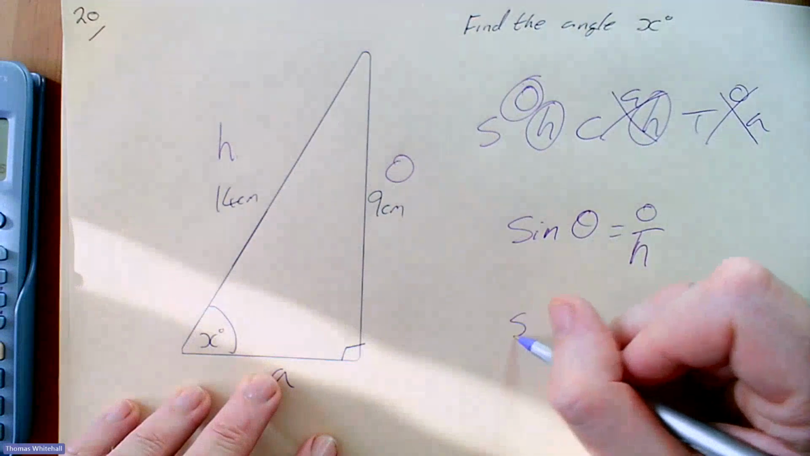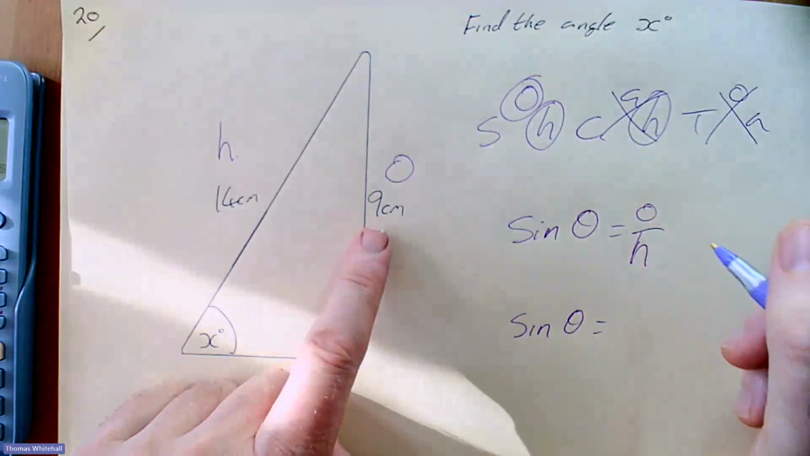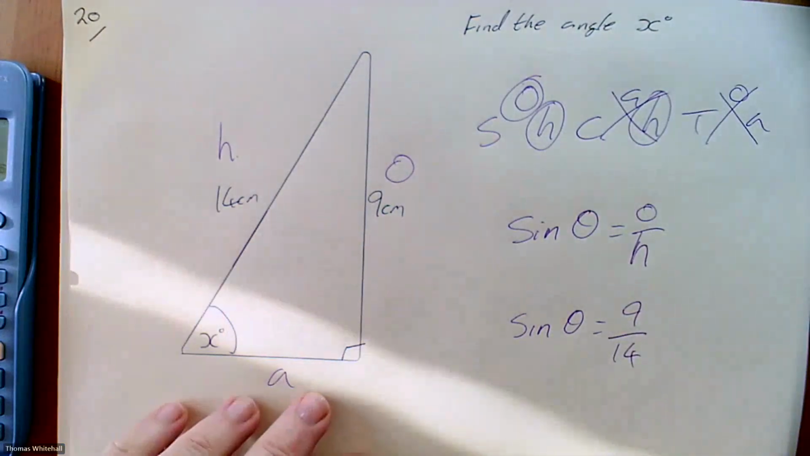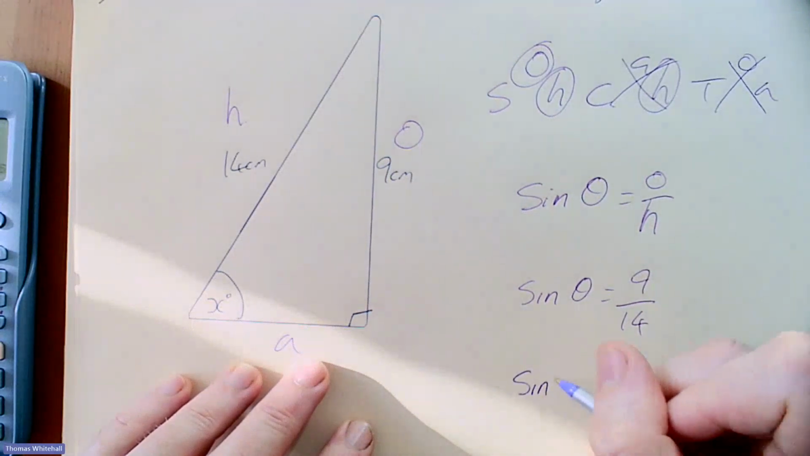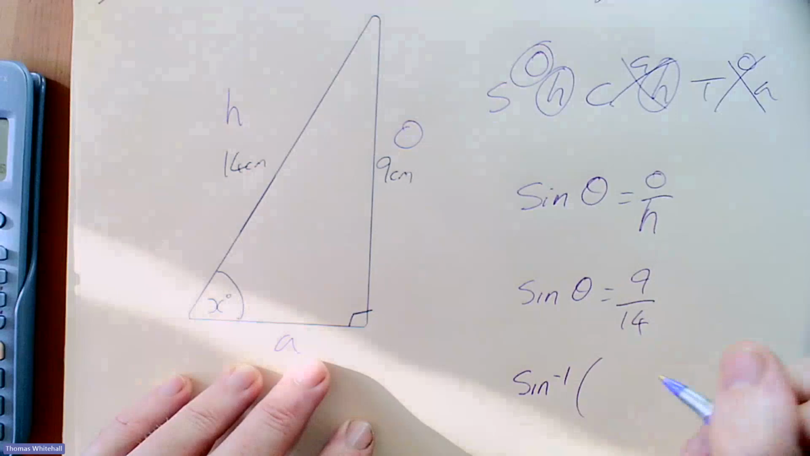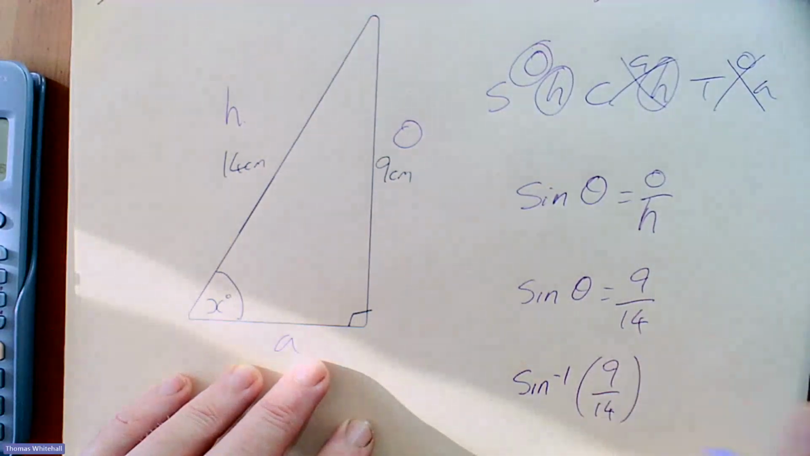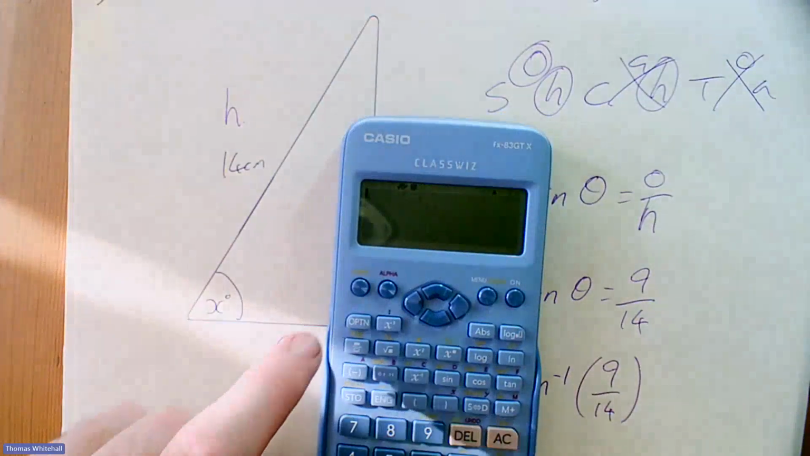So now we can substitute. Sine of my angle is now equal to, now the opposite is 9, and the hypotenuse is 14. And this time we want the inverse. So we do the sine to the -1, and then we're going to put that in the bracket after it, 9 over 14. Okay. So again, clear that one from our last one.